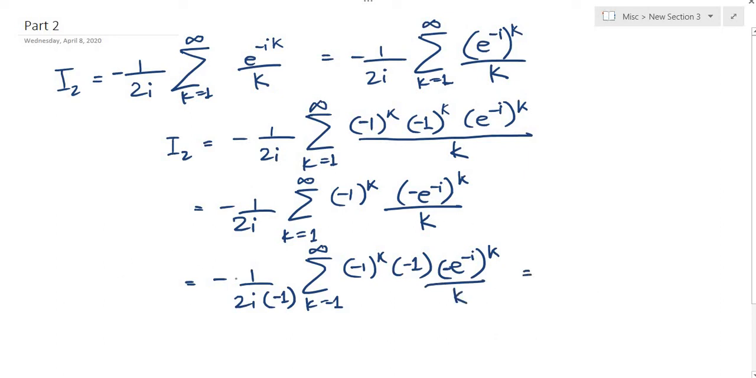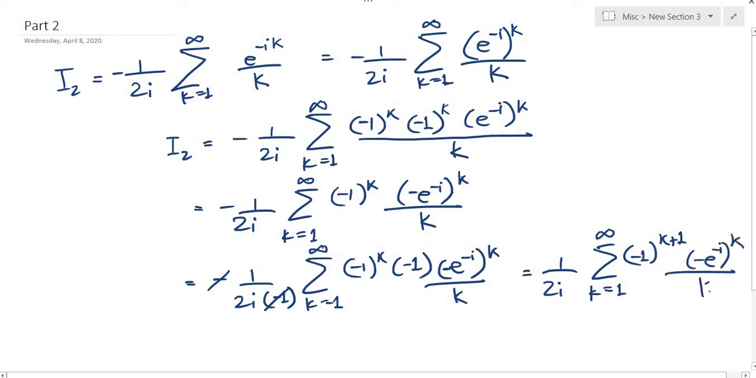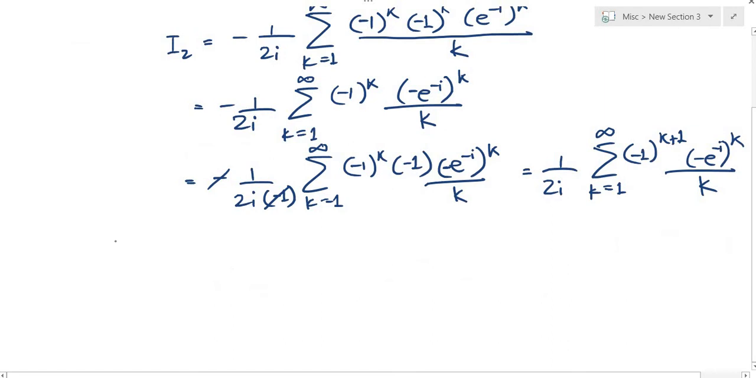Well, these negatives out front are going to cancel out, so we'll just have 1 over 2i times the sum from k equals 1 to infinity. Now, using some exponent properties, negative 1 to the k plus 1th power times negative e raised to negative i to the kth power divided by k. So now this again perfectly fits the definition of a natural log of 1 over x, a Taylor series basically.